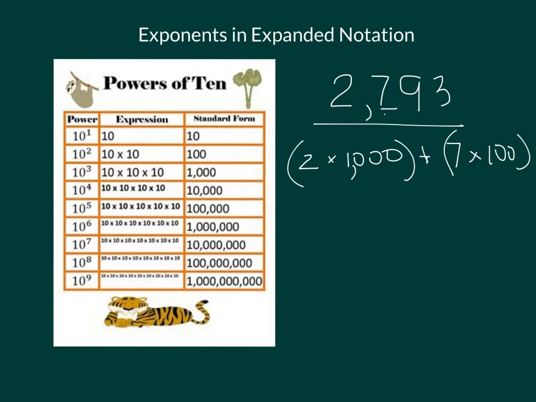I ran out of space, so I'll just go to the next line. Plus 9 times 10, it's in the tens place, plus 3 times 1 because it's in the ones place. And that's this number in expanded notation.